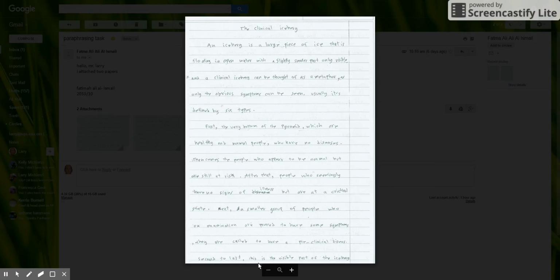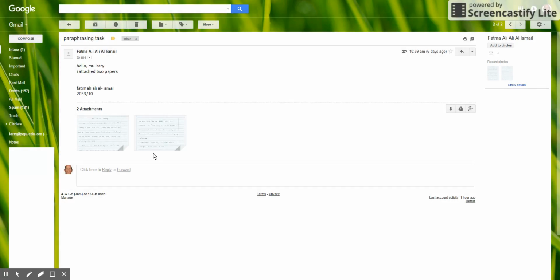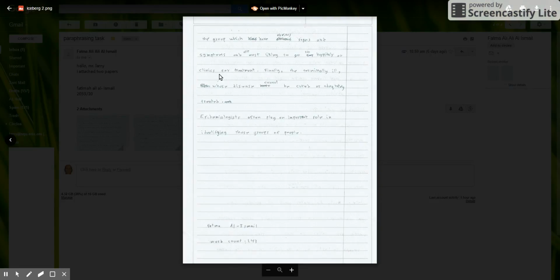Okay, second to last, this is the visible part of the iceberg. So this really should be a new paragraph. You should indent like you did here, but you've indented a little bit, but not quite enough. And it should be a new paragraph, okay? Let's see if I can get the second part here. The group which has obvious signs and symptoms and are most likely to go to the hospital or clinics for treatment. Finally, the terminally ill are those who, okay, so you're missing some grammar here. Those who cannot be cured and are adequately treated.